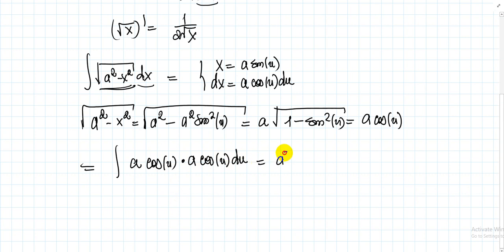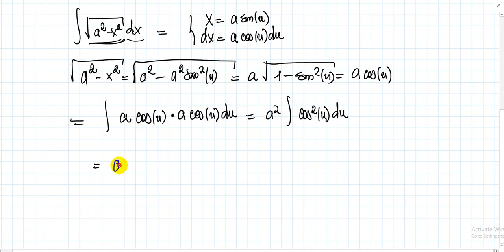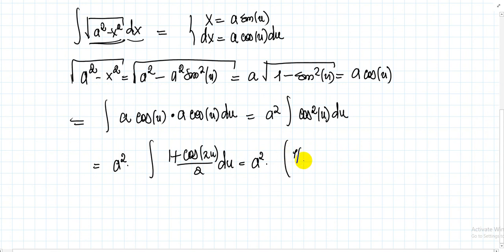So we've got a squared multiplied by the integration of the cosine squared of u du, right? And how do we take the integration of the cosine squared? We need to decrease its power, right? We write this as a squared multiplied by the integration of 1 plus cosine of 2u divided by 2. Its antiderivative will be a squared multiplied by 1 over 2 u plus 1 over 4 sine of 2u plus some constant.